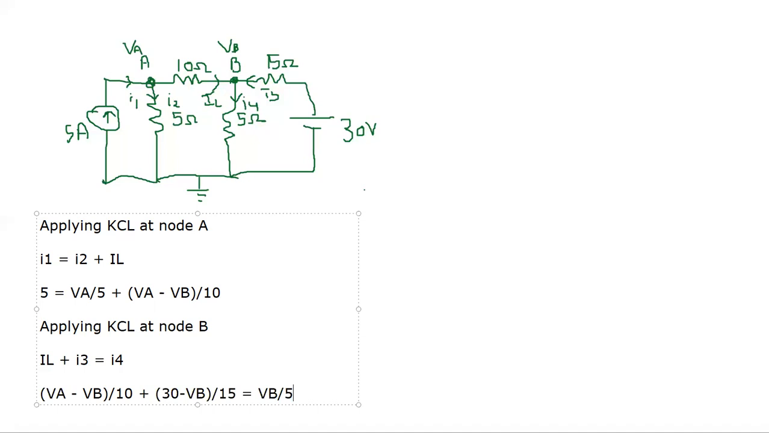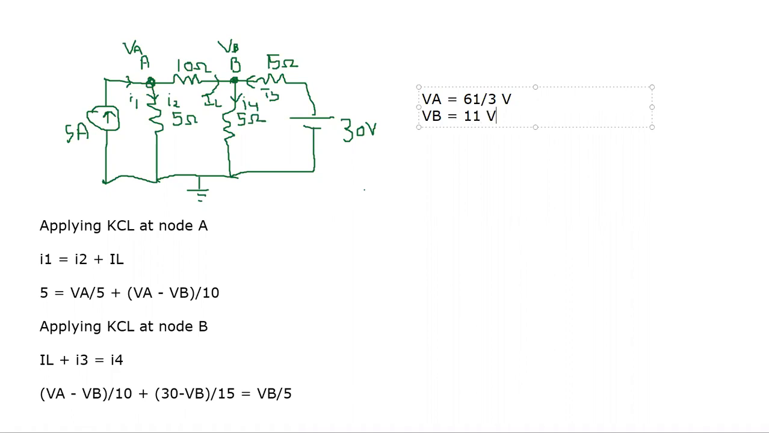From these two equations, you can solve VA and VB. So now VA is equal to 61 divided by 3 volts, and VB is equal to 11 volts. Okay, my calculation. If you see there is any mistake in the calculation, you can always tell me. So VA is equal to 61 by 3 volt and VB is equal to 11 volt.